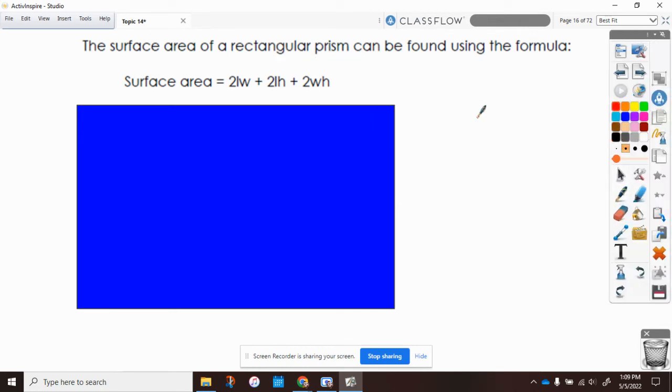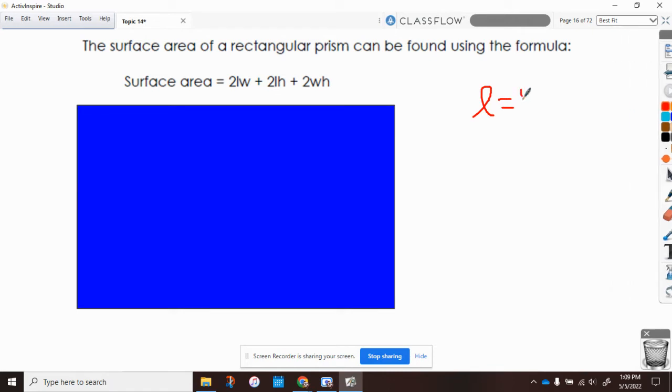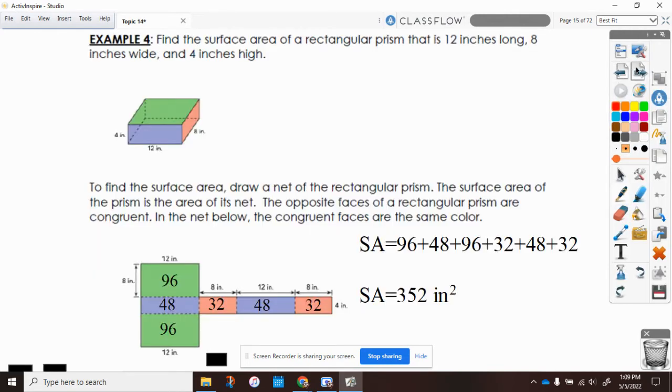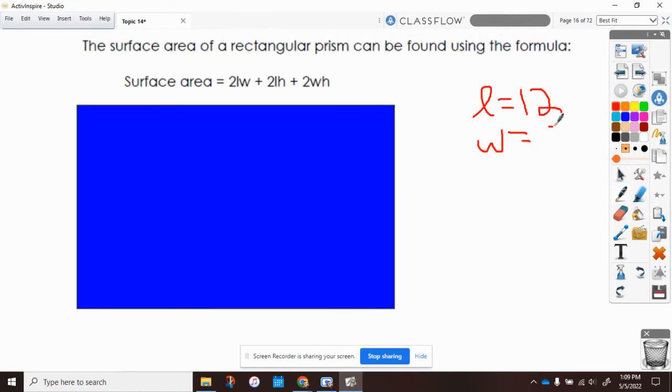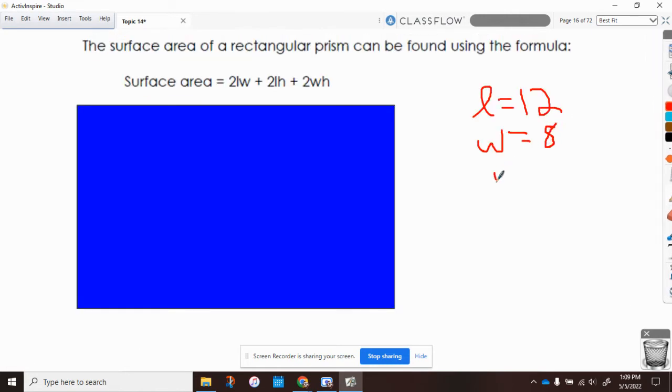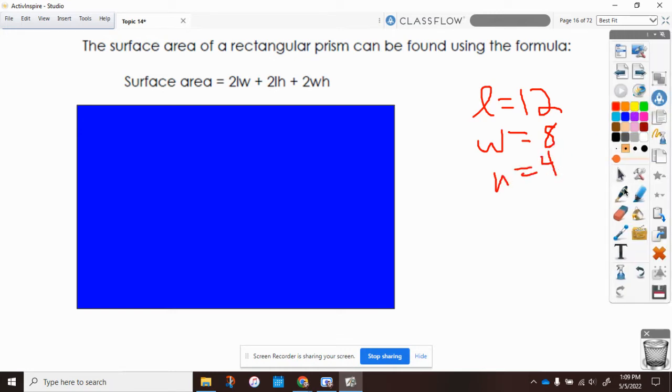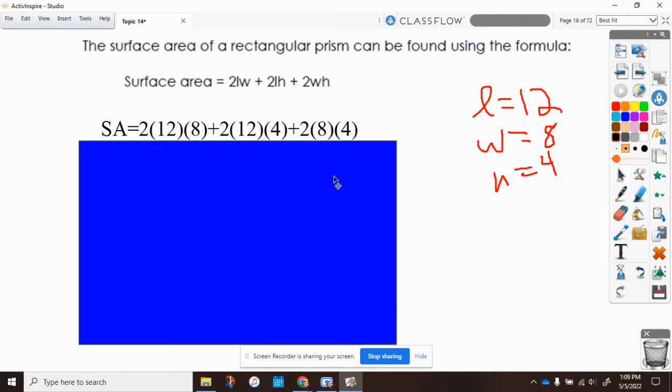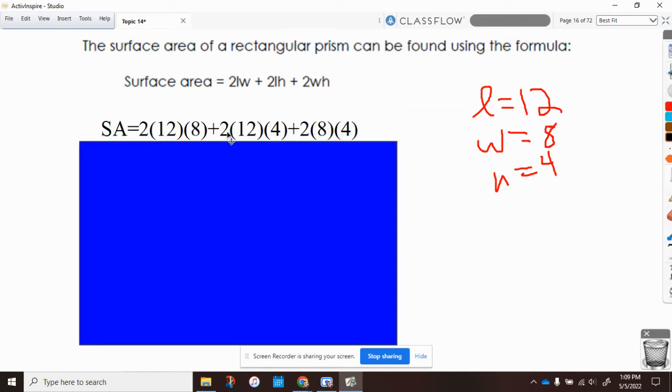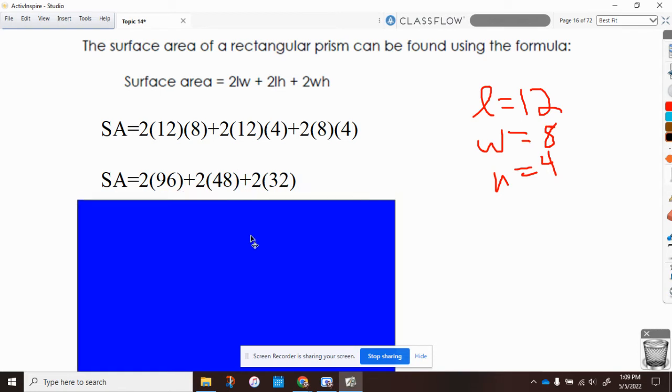Okay. On that previous problem, our length was 12, our width was 8 and our height was 4. So if we plug all of those in, 2LW, 2 times L times H, 2 times W times H, length, width, and height. All right. We just plug all that stuff in and look what happens.